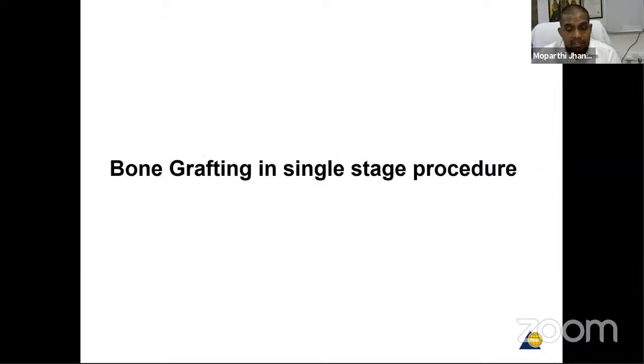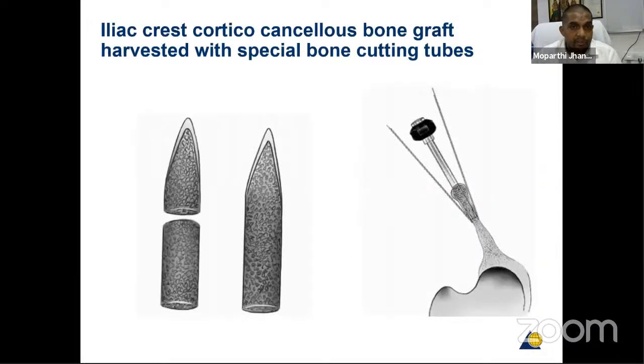Bone grafting in a single stage procedure. Either we can use iliac crest corticocancellous bone grafts. In our Indian scenario, we can use hollow mills. There are different sizes of hollow mills. We can use the hollow mills on the iliac crest. It's easy and painless to take the grafts. Whereas based on patients' affordability or logistics, there are special bone cutting tubes. We can use that.